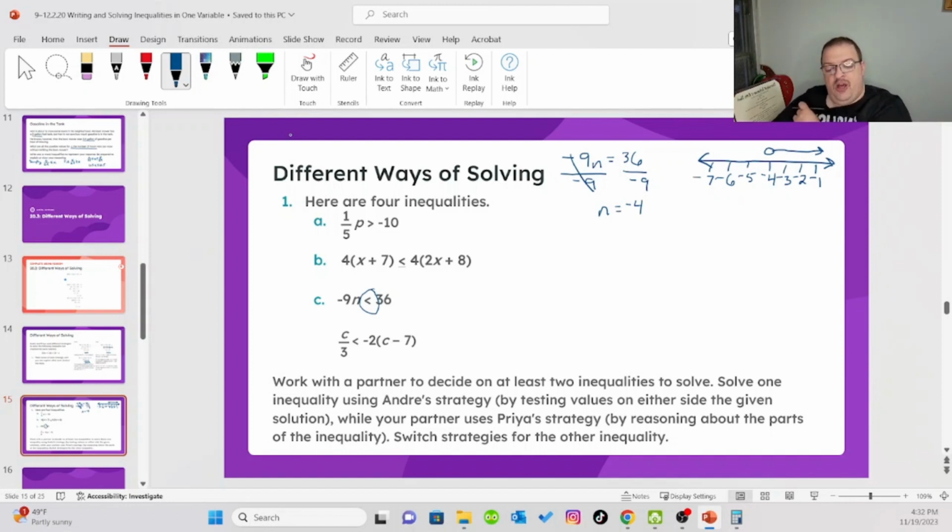So when a problem is set up like this, Priya's strategy also works well. So if Andre's method makes more sense to you, then use Andre's method. If Priya's method makes more sense to you, then use Priya's method. But either way is correct. Now we'll do one last example on this slide.